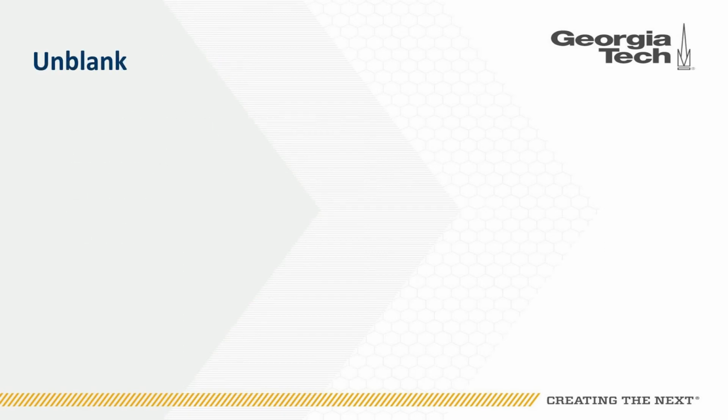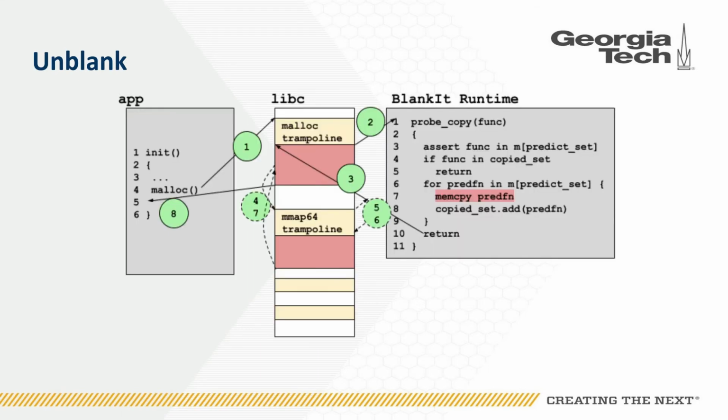Let's consider unblanking first, where the runtime system loads a library function. We can follow the arrows in this diagram, which show what happens when malloc gets called while BlankIt is running. Following arrow 1, the call to malloc hits our trampoline. This jumps along arrow 2 into our probe copy code. Focusing on the red pseudocode on line 7, you can see that it performs a memcpy. This will copy all predicted functions, including malloc, back into memory. Arrow 3 returns to malloc and it executes. Arrows 4, 5, 6, and 7 repeat the process when malloc calls mmap64, and arrow 8 is our return.